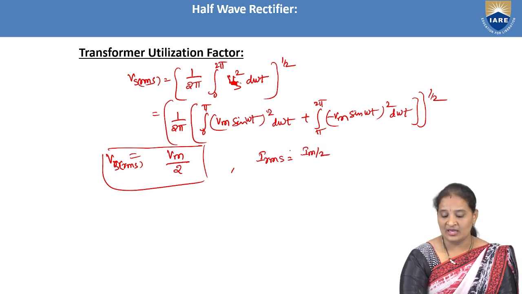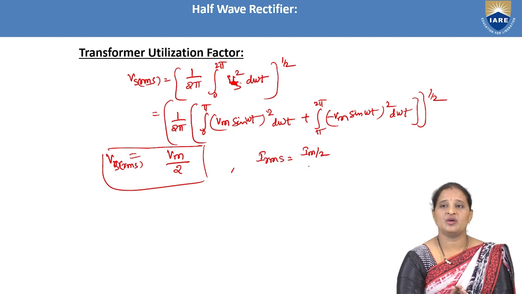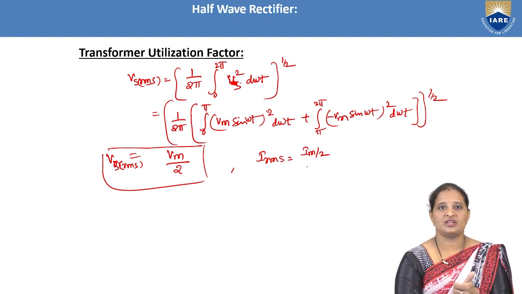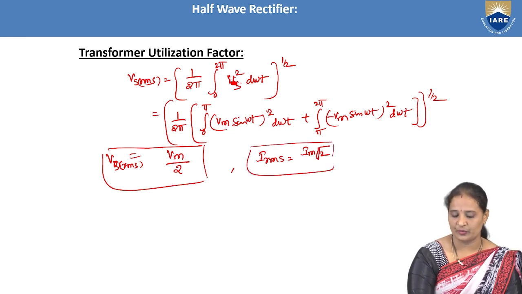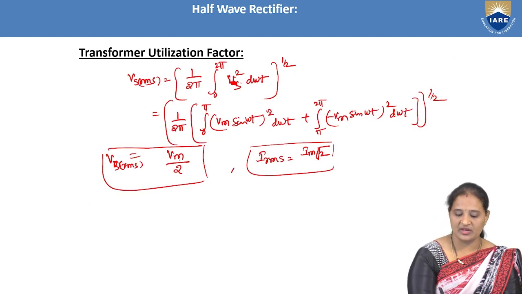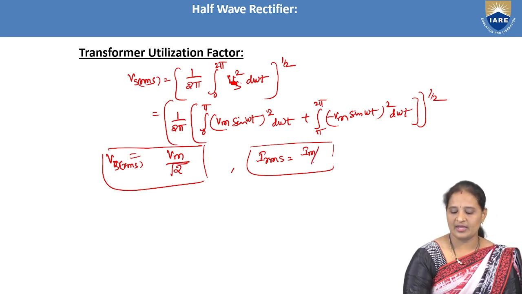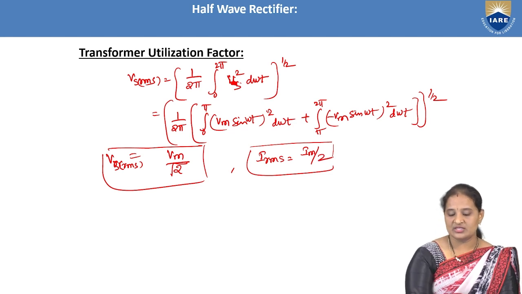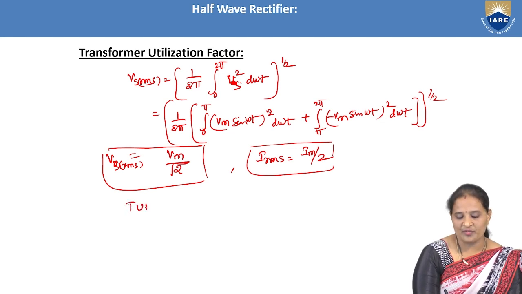Whereas the IRMS will be considered as Im by 2. Why? Because Im by 2 is the RMS value of current flowing through the load resistor, and this flows only during the positive half cycle, whereas during the negative half cycle it becomes 0. So that is why IRMS should be considered as Im by 2, whereas Vs RMS is Vm by root 2.